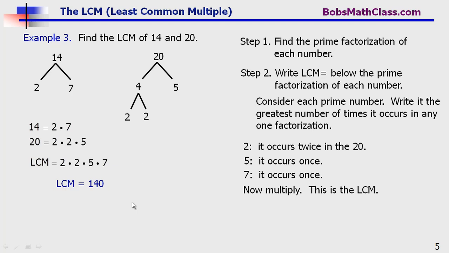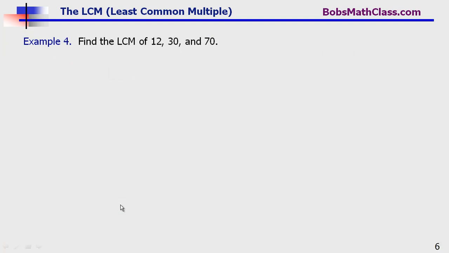All right, let's do another example. 3 numbers this time. So it's still going to be the same process. Prime factorization, LCM equals, and then consider each prime number and write it the greatest number of times it occurs in one row. All right, prime factorization. So you might want to pause and work on it, and then come back to us when you're ready to see the worked out solution.